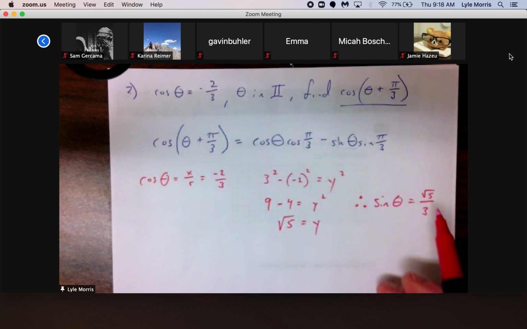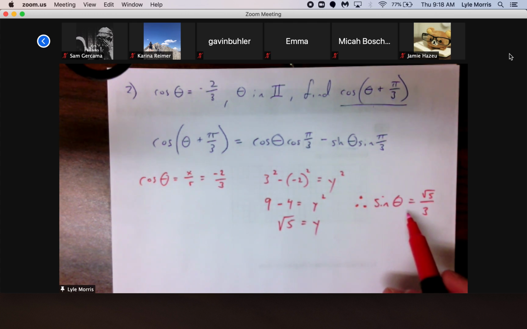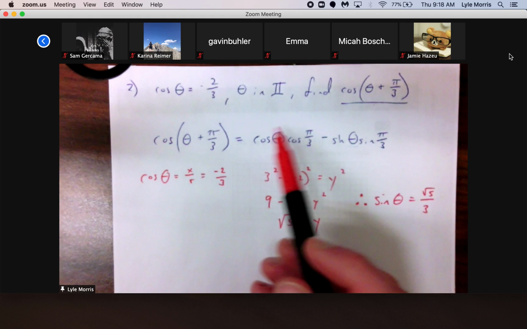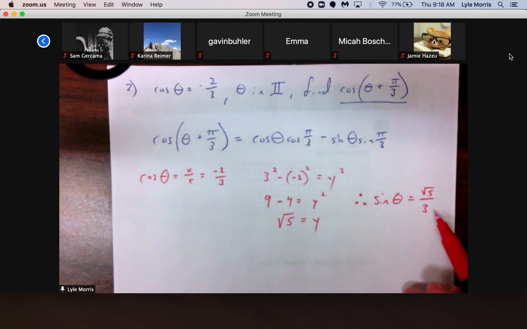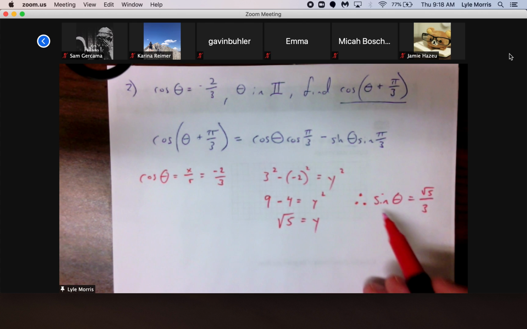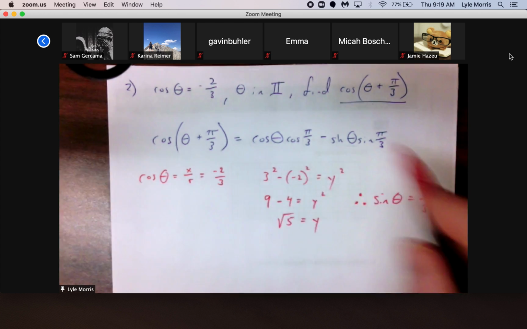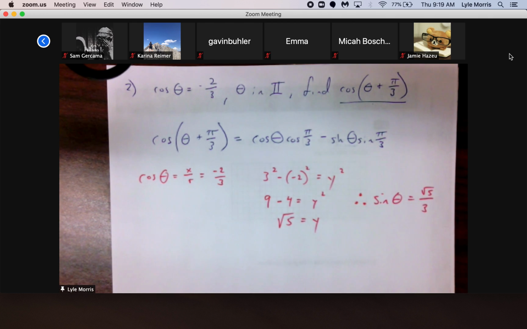And this was like the last question on the last test? I don't know for sure, but there's a question like this. And so that's how we go about finding this. Quadrant 2, that's why it's positive. If we were told it was 3 or 4, it would be negative for sine. After this, we just do some substitutions. Is everybody okay with this?